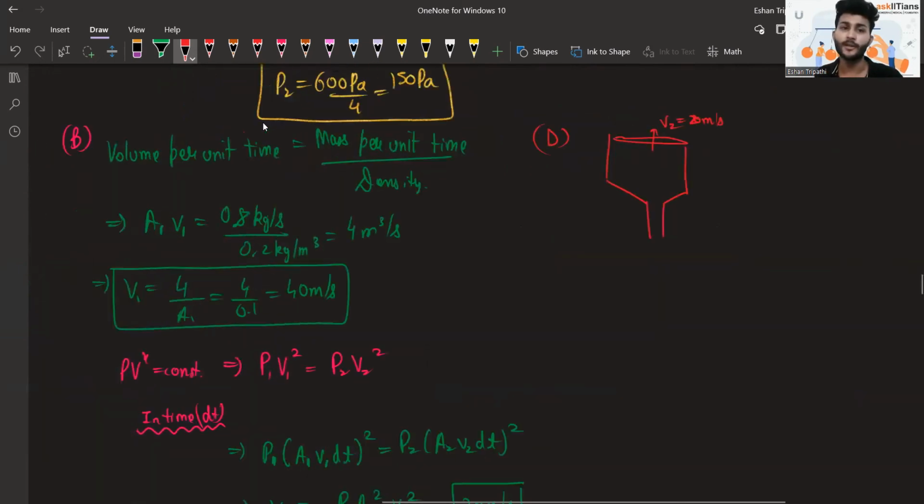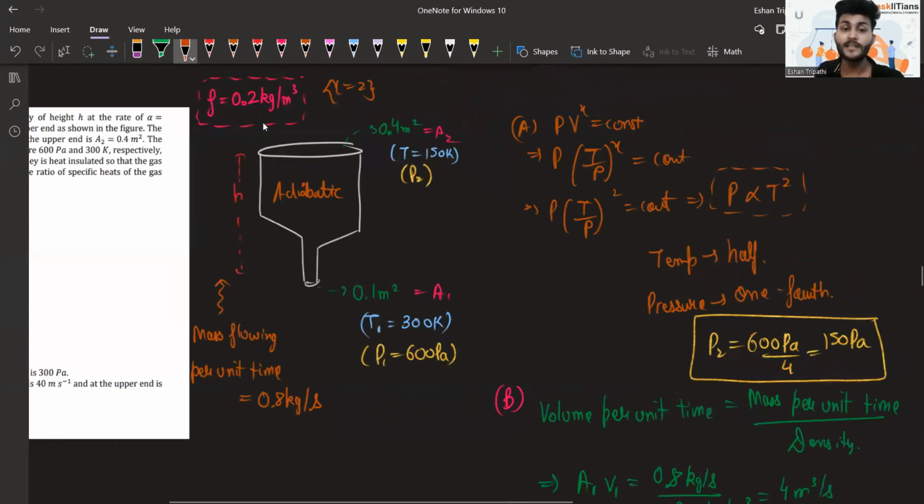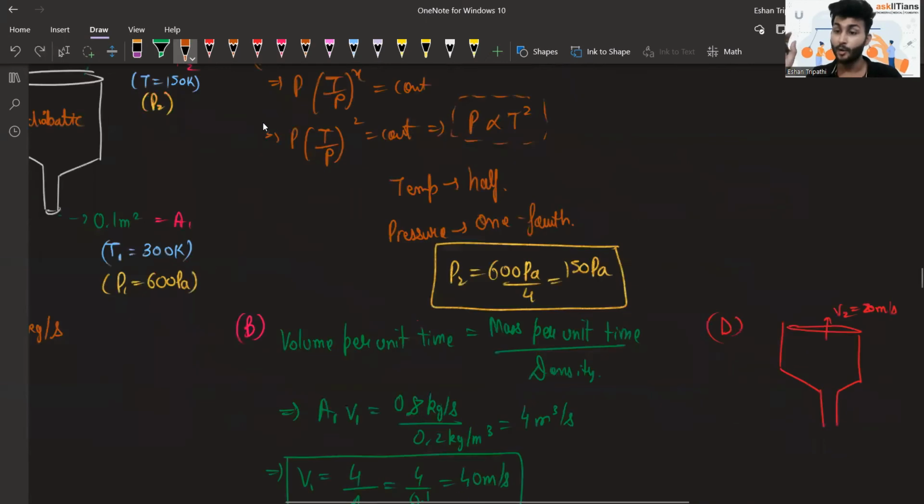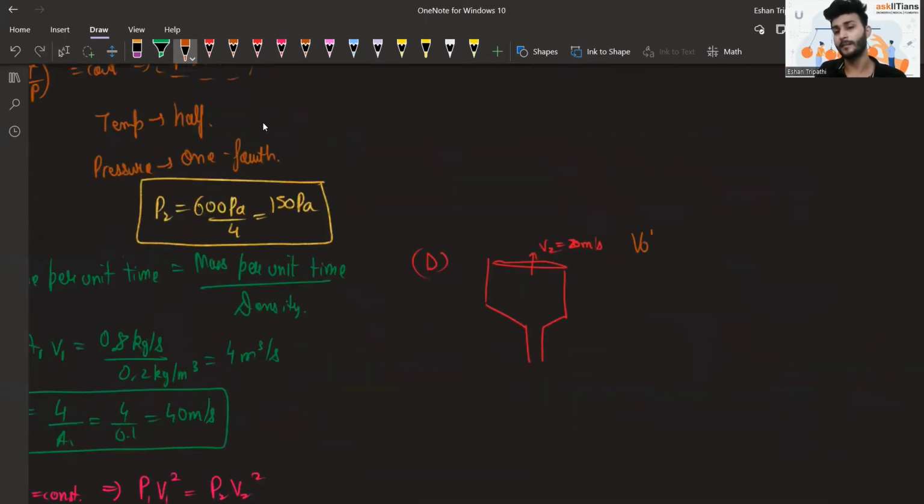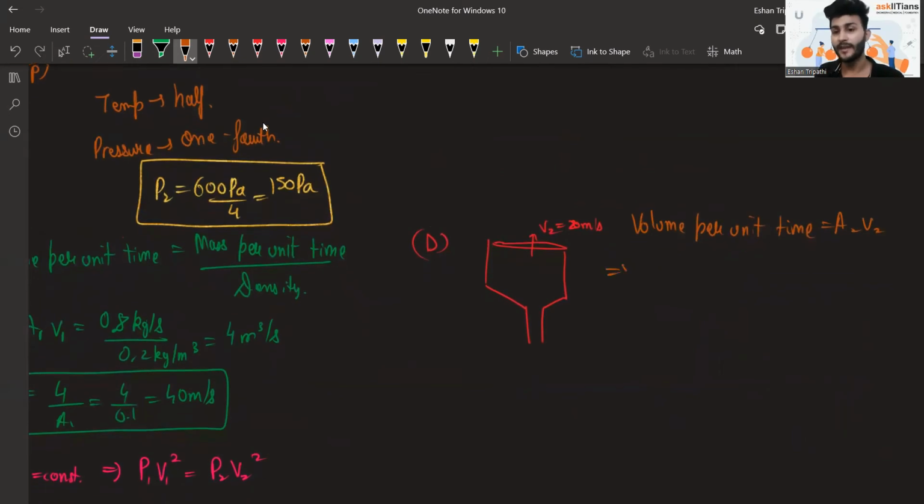And what else was given in the question? It was given that the mass flowing per unit time is 0.8 kg per second. Mass flowing per unit time we know. Do we now know the volume flowing per unit time? Yes. A2V2 is the volume per unit time. So can we say that, like the kind of logic we used over here, the density at the topmost point should be the mass flowing per unit time, which is the same throughout, mass is conserved, divided by volume per unit time.